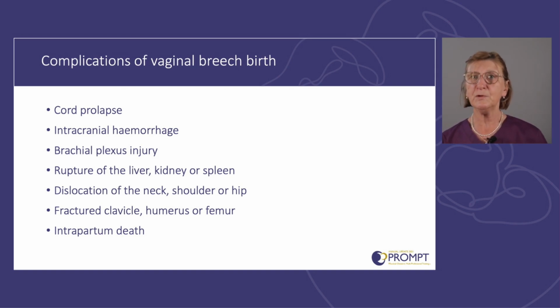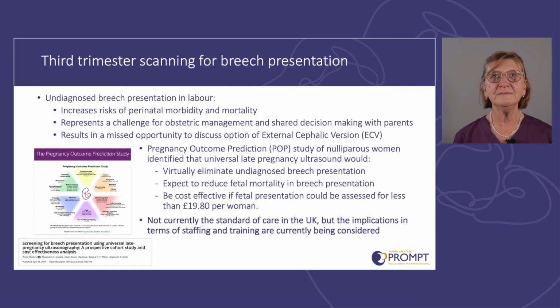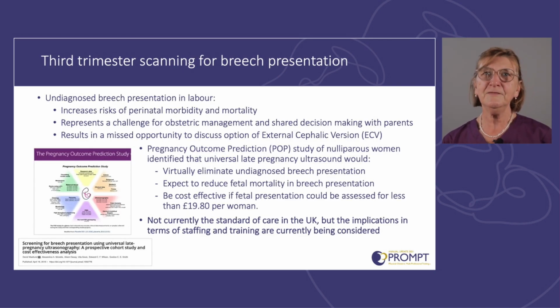You've got cord prolapse as a result of the irregular presenting part. Thinking of injuries to the infant, you've got intracranial hemorrhage, brachial plexus injuries, rupture of the baby's liver, kidney or spleen, dislocation of the baby's neck, fractured clavicle, humerus or femur, and ultimately intrapartum death. Thinking of these risks, if a woman with a breech presentation isn't diagnosed until she presents in labour, then this increases the risks even more.